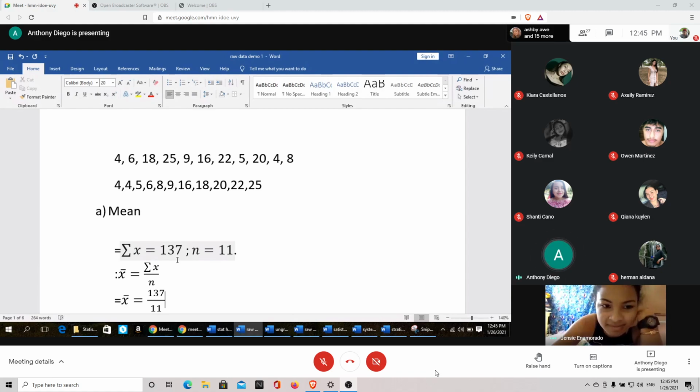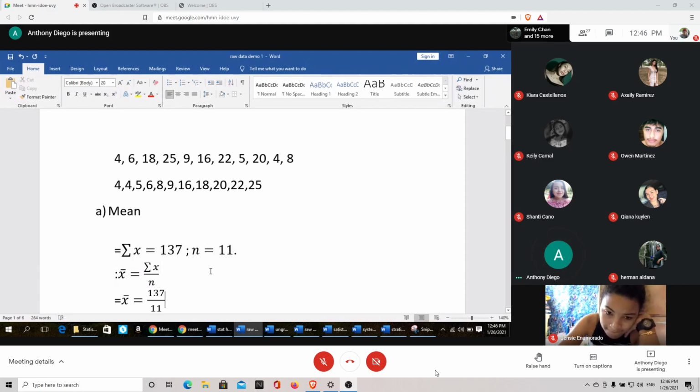Sir, what does the X with the line on top of it signify? Which one? The X with the line at the top? Oh, that's the mean. That is the symbol for mean. So whenever you see x bar, we are asking for the mean. X bar is the mean. It is different from this X, which is the summation of the observations.